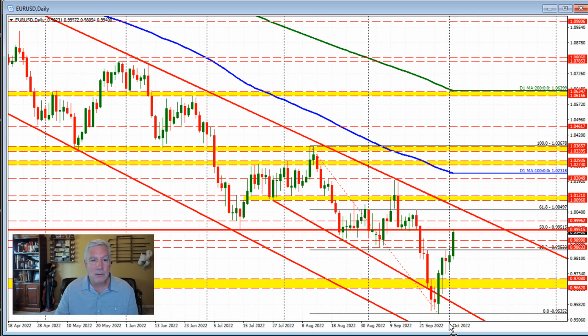So the daily chart is kind of showing the picture here in the euro versus US dollar. So far, sellers are leaning against that level. If it is able to hold, we could see a rotation back to the downside in the euro versus US dollar.